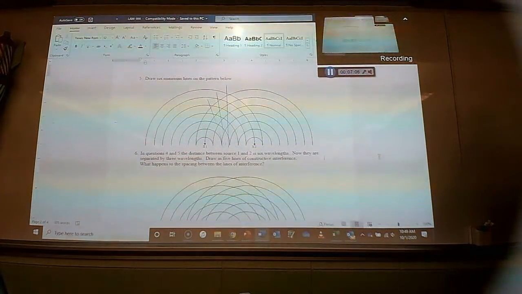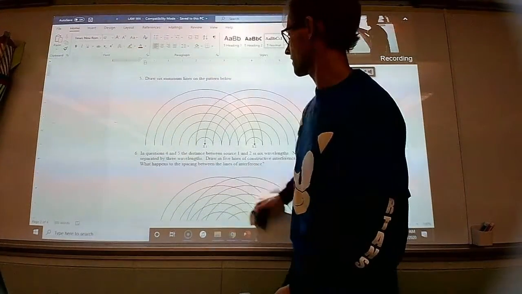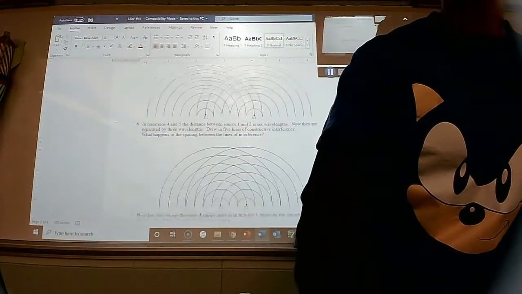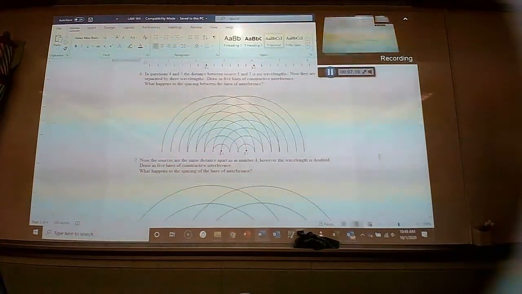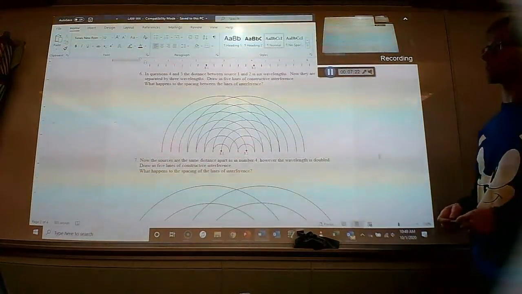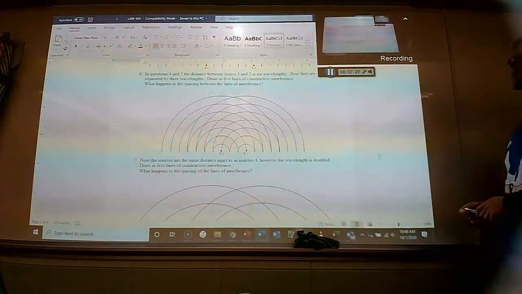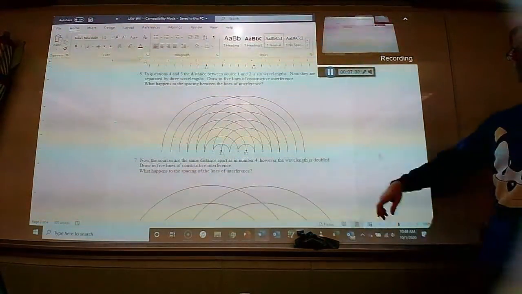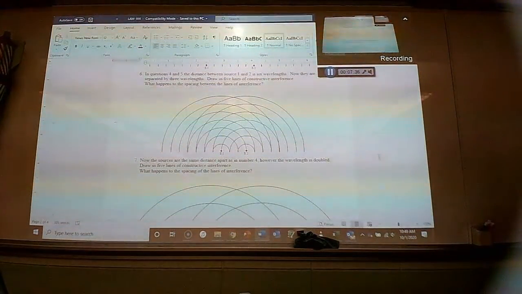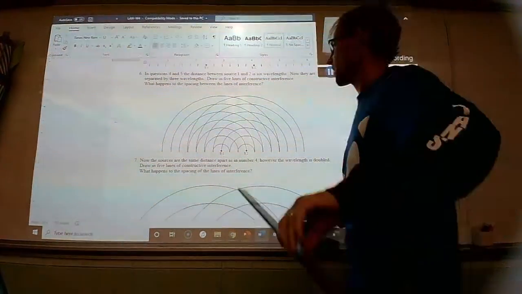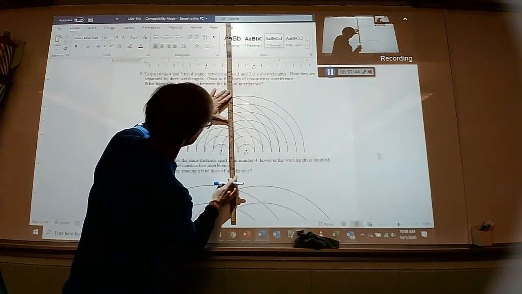Questions on number 5? Okay, let's take a look at number 6. So now they want us to draw 5 more lines of constructive interference. And another way to say constructive interference is to draw a maximum line. So let's draw those in. And after that, it wants us to compare how those lines look with some of the other problems. So I need to draw in 5 maximum lines. So I'm just going to line up with a straight edge where these things all cross.